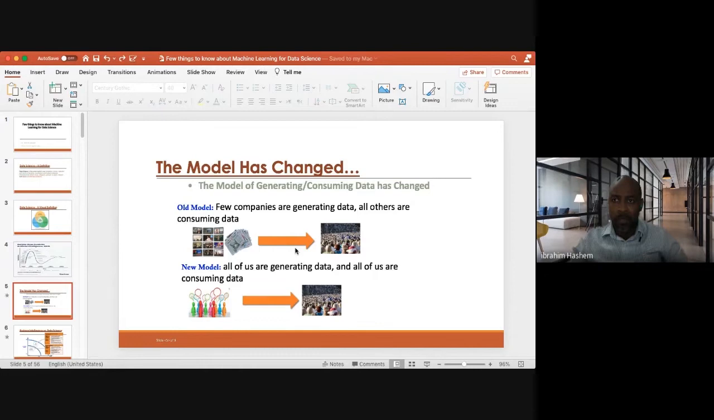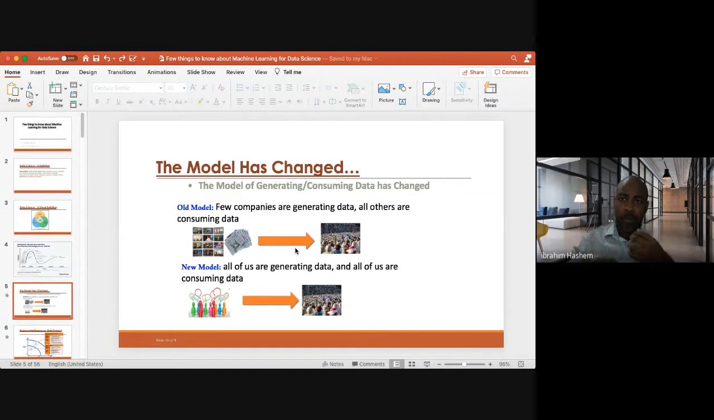We all generate data. As we know, we now have social media and some other platforms that we use to generate a lot of data, and we also consume that huge amount of data that we generate. So this is the new model that we are dealing with, and that's what has led to big data. Big data comes from this huge amount of data that we are generating every day, whether from social media or any other platforms that we are interacting with. So this has changed the way we look at analytics in general and how we view our data itself.